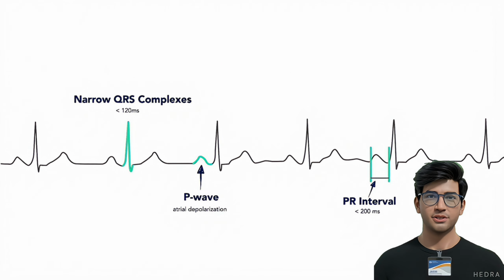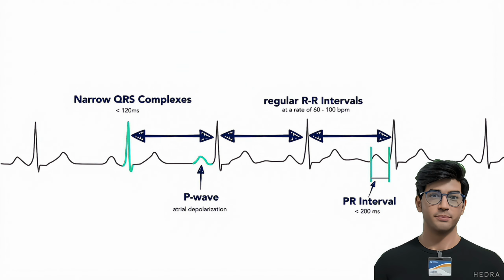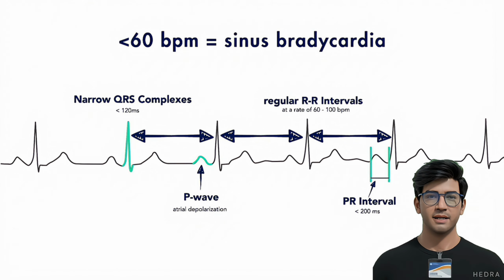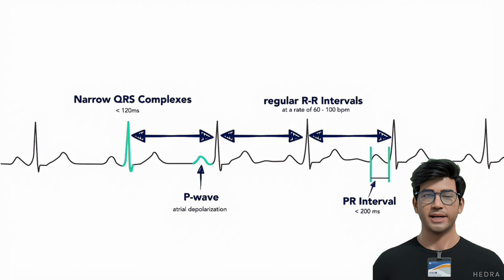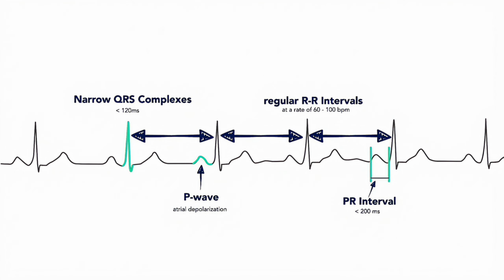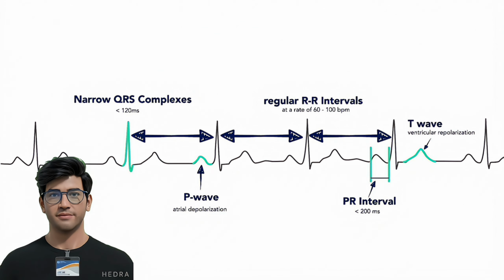Subsequently, depolarization through the ventricles is fast, leading to narrow QRS complexes occurring at a rate between 60 to 100 beats per minute. Now, you could have rates below 60 beats per minute that are still sinus, but these are referred to as sinus bradycardia, and rates that are greater than 100 beats per minute and still sinus, which we call sinus tachycardia. And finally, the ventricles repolarize, which is represented on your rhythm strip as a T wave.